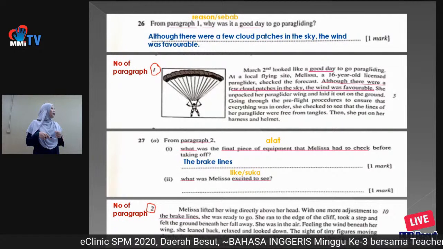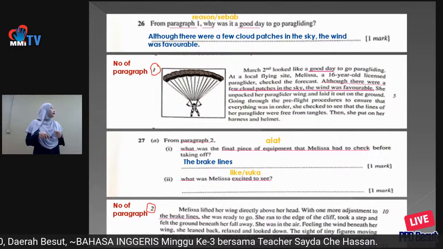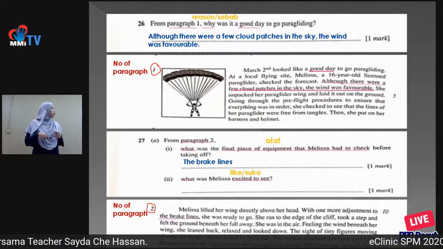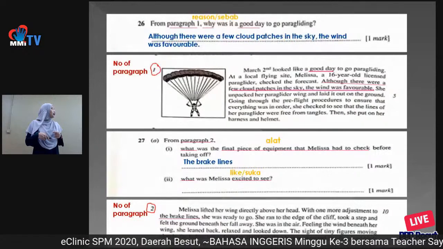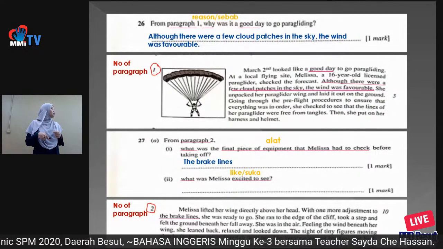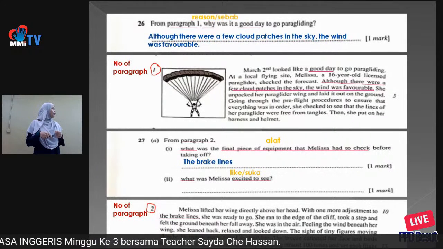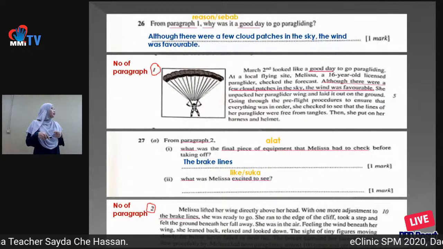Okay, look down. Okay, apa yang dia nampak dekat bawah? Okay, from here, you need to emphasize your reading lah. Okay, look down and then the sight of tiny figures moving slowly far below never failed to thrill her. Okay, ni yang dia nampak. Okay, so apa yang dia excited to see is this lah.